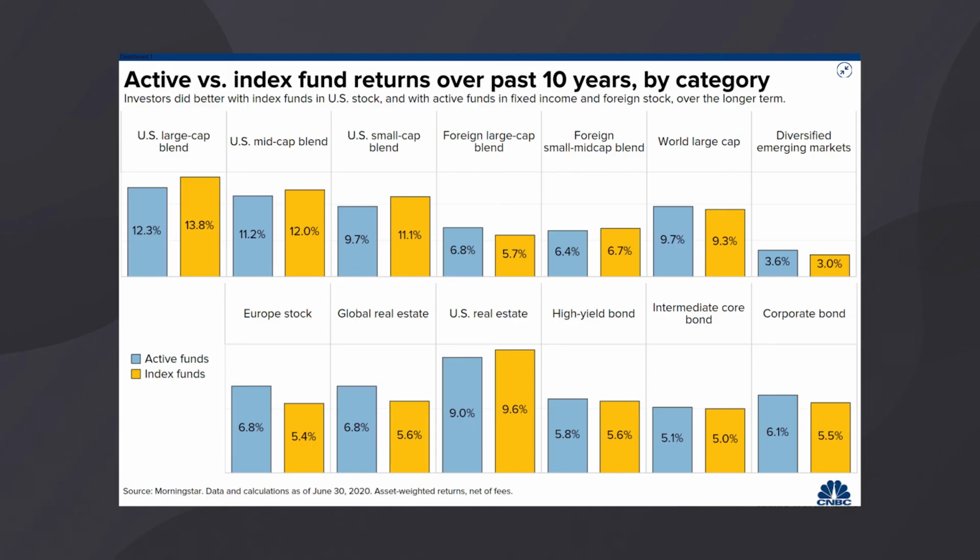That said, many of the actively managed funds out there that try to outperform the market actually end up underperforming in the long run. For example, if we look at this table over here by CNBC comparing the active versus the index fund returns over the past 10 years, you can see that especially when it has to do with US stocks, the performance of an index fund is generally above that of an actively managed fund.